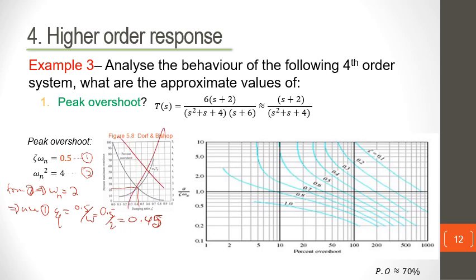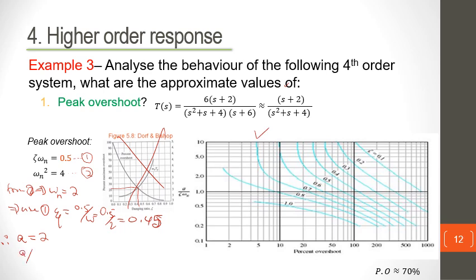So this is wrong. The reason why this is wrong is because it doesn't take into account the impact of the 0 that we have here. Because our system would have a 0, and the 0 which is a bit close to our dominant poles. So in that 0, we know that it means we have a being equal to 2. So we need to use this graph, which shows how the behavior is going to be modified.